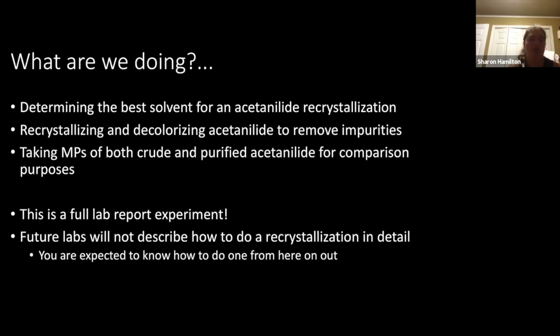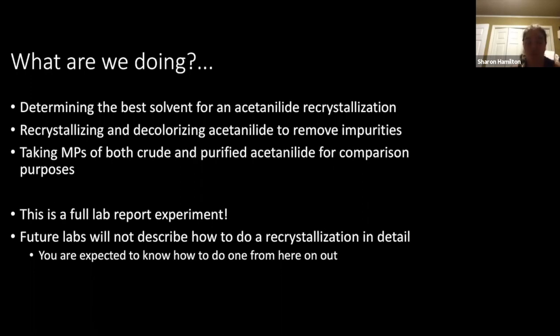Ultimately, once you have recovered the purified acetanilide, you'll be taking melting points of both the crude and purified acetanilide to compare those numbers to one another and to serve hopefully as proof that you successfully recrystallized and purified your acetanilide. Don't forget, this is a full lab report experiment. I'll make another video emphasizing what things you need to put into your lab report later in the week, but be sure to take really good notes for this particular experiment and record all of your data.